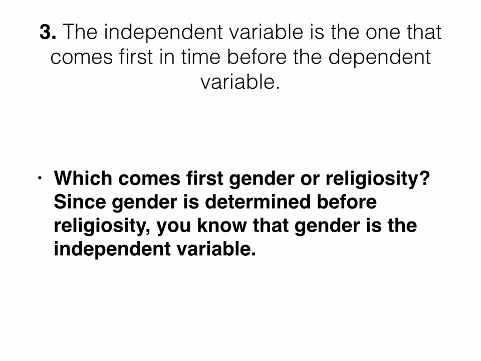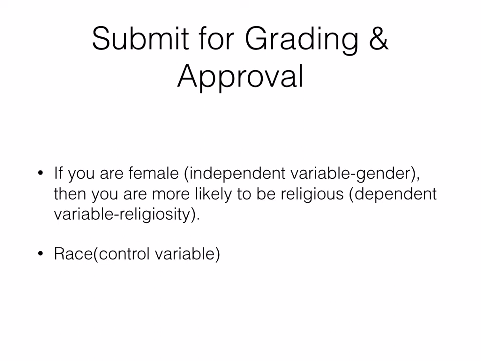Now, it's that simple. Now what I'd like you to do is make sure that you submit for grading. And as you can see, we have written out here, you do not need to underline anything. You're just going to use parentheses. And in those parentheses, you need to identify your independent variable, which in this example would be gender, and your dependent variable, which is religiosity. And in actuality, for this particular sentence, your causal word or phrase would be more likely, and race would be the control variable.